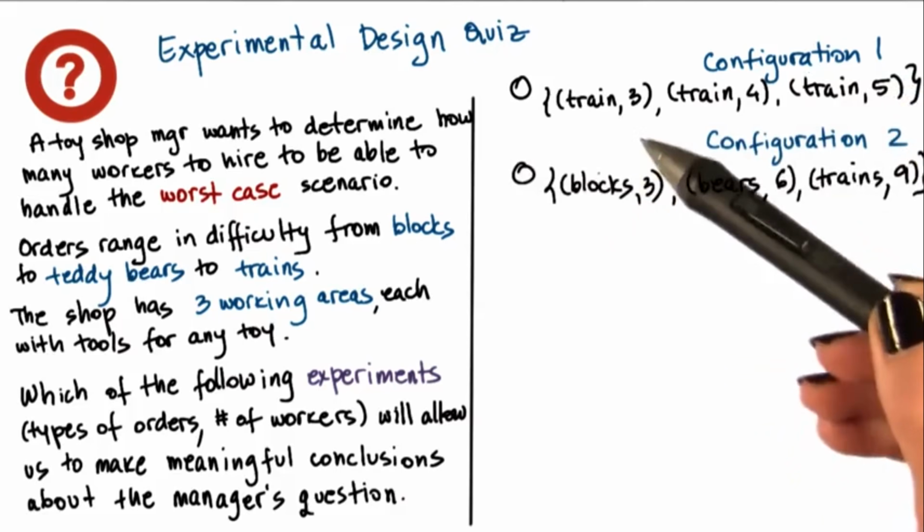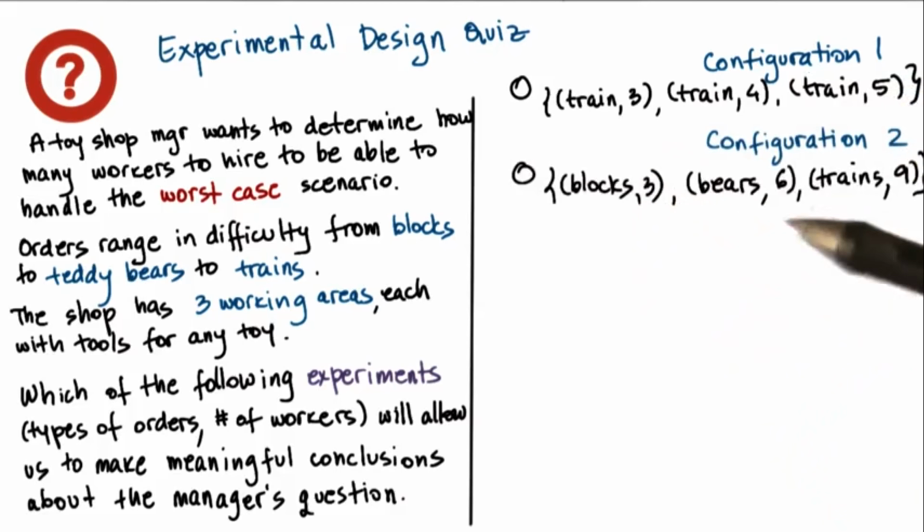The first trial consists of an order of blocks with 3 workers. The second trial is an order of bears with 6 workers. And the third trial is an order of trains with 9 workers.